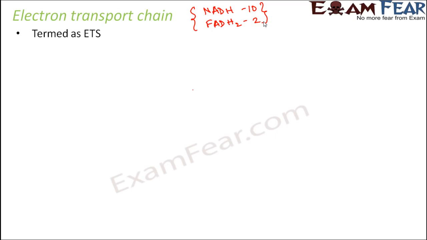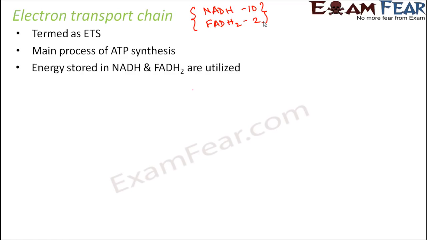This electron transport chain is also known as electron transport system and often abbreviated as ETS. It is the main process of ATP synthesis. So this is the step where actual production of ATP takes place. That is, adenosine triphosphate molecules are formed in this step. It utilizes the energy which is stored in NADH and FADH2. As I said, these are all high energy molecules. So we will see how their energy is utilized here to produce ATP.